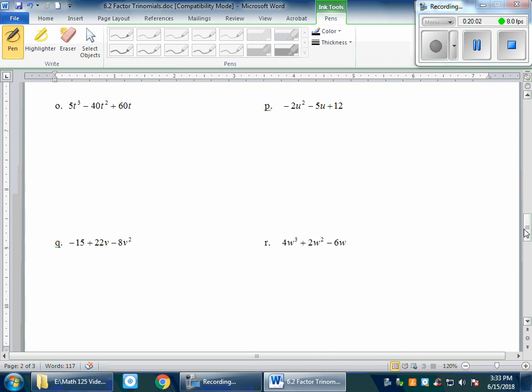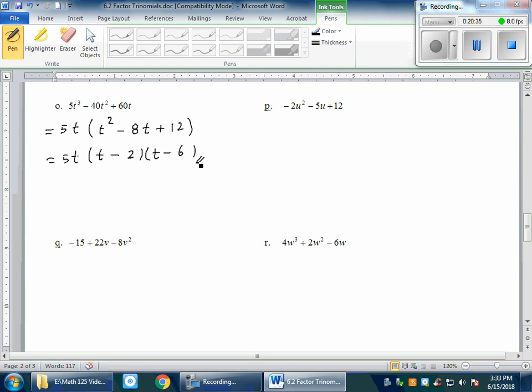Similarly, example O, the greatest common factor is 5t. So I factor out 5t, and it'll be left with t squared minus 8t plus 12. Now, factoring this, so t, and both of them are negative according to the sign pattern. That will be 2 and 6. That will be my final answer.